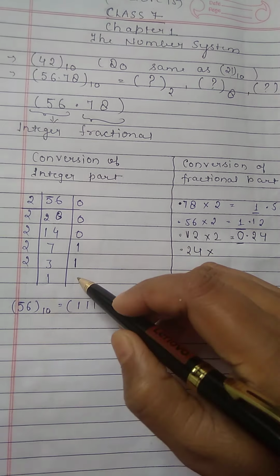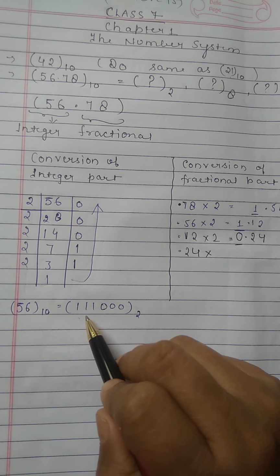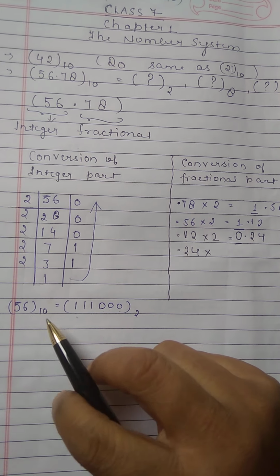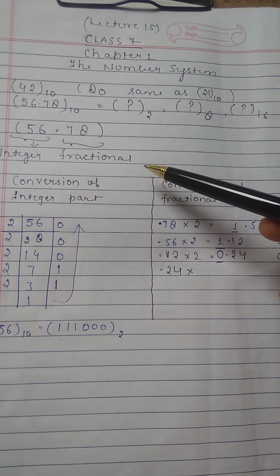Now note down all the digits from bottom to top: 1 1 1 0 0 0. Now this is the equivalent of 56. After that we will convert the fractional part.